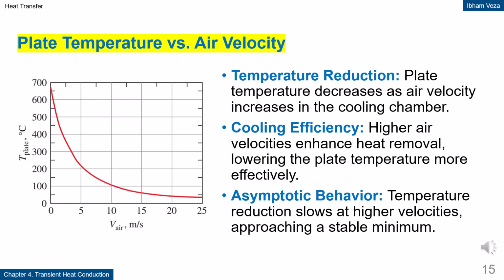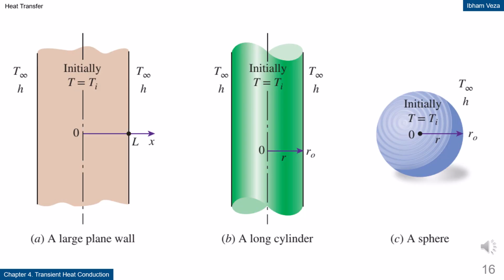Plate temperature versus air velocity. This graph shows that the plate temperature decreases as the cooling air velocity increases. Increasing air velocity raises the convection coefficient, which enhances the heat removal rate. However, the temperature reduction is not linear and eventually approaches a minimum value. This indicates a practical limit to cooling performance improvement by increasing airspeed. From an engineering perspective, there is always a trade-off between performance and fan or blower energy consumption.